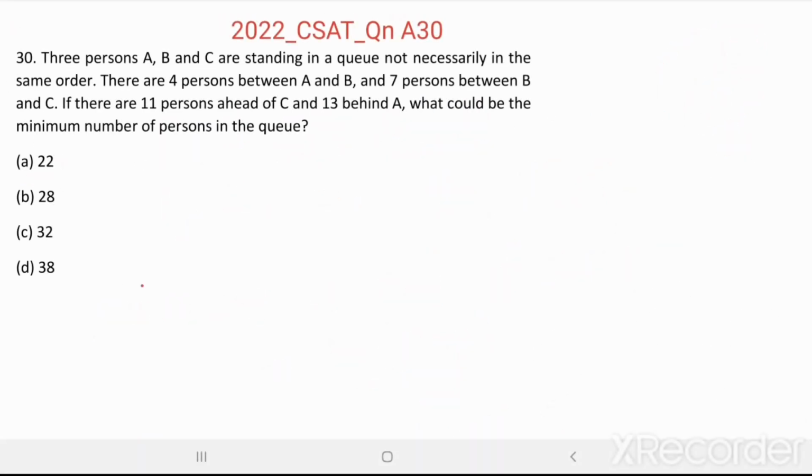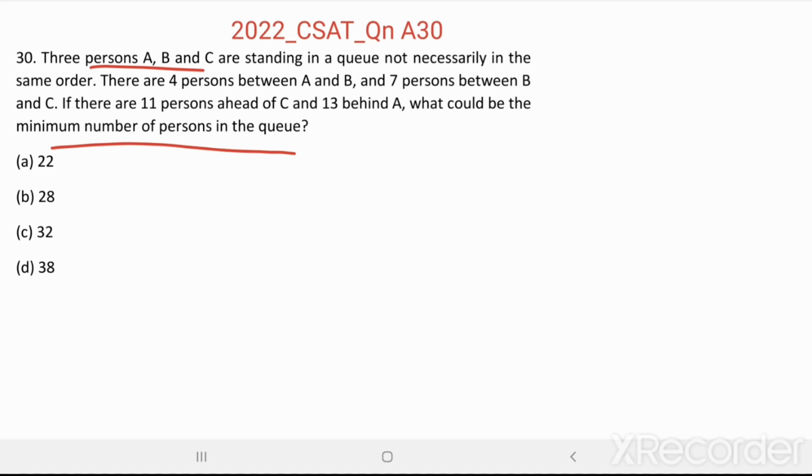Question number 30. 3 persons A, B and C are standing in a queue, not necessarily in the same order. There are 4 persons between A and B and 7 persons between B and C. If there are 11 persons ahead of C and 13 behind A, what could be the minimum number of persons in the queue? So here we need to find the minimum number of persons possible in a queue with the given conditions.